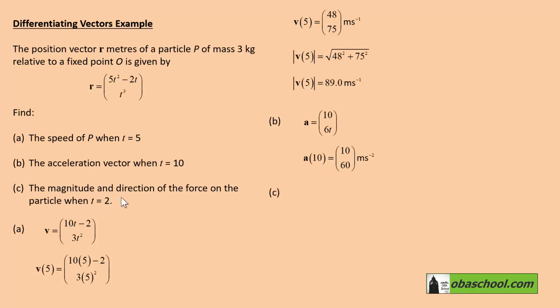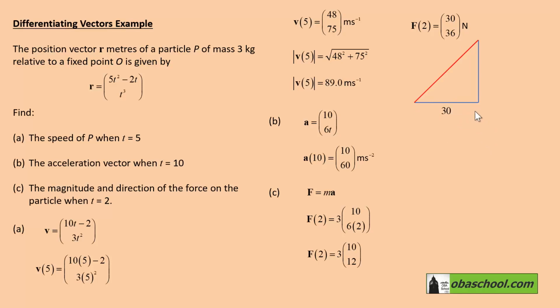We want the magnitude and direction of the force on the particle when t equals 2. We know that force is equal to mass times acceleration. So F of 2 is going to be 3 times the acceleration at t equals 2, which is (10, 6 times 2), which is 3 times (10, 12), which is (30, 36).